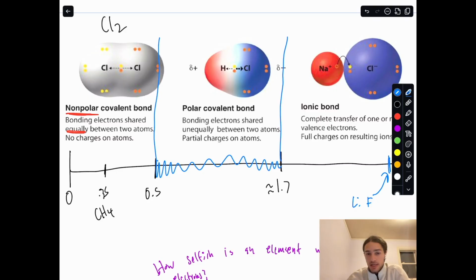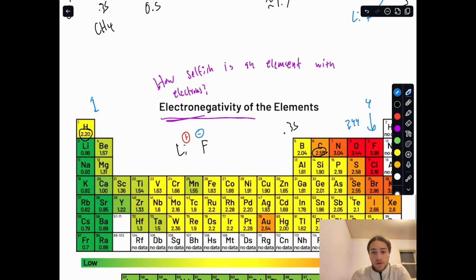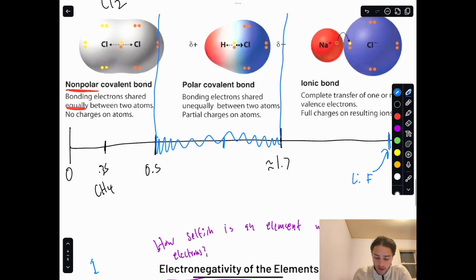And we can double check that water is polar covalent. Water is oxygen and hydrogen. Oxygen's is 3.44, hydrogen's is 2.2. So that's a difference of about 1.2. So water is squarely in the middle here and would thus be a polar covalent bond.